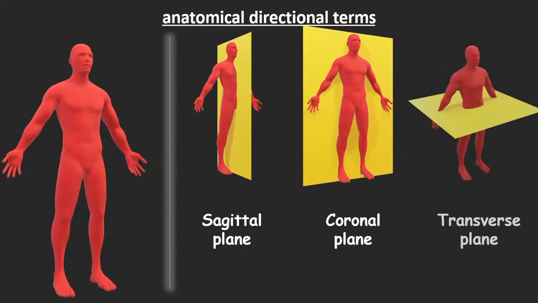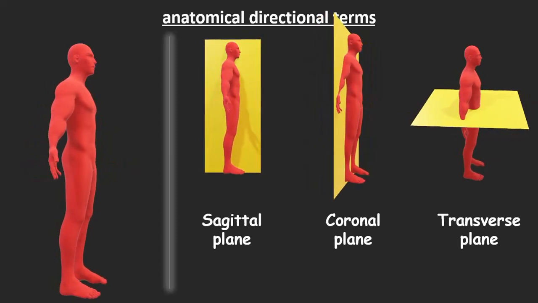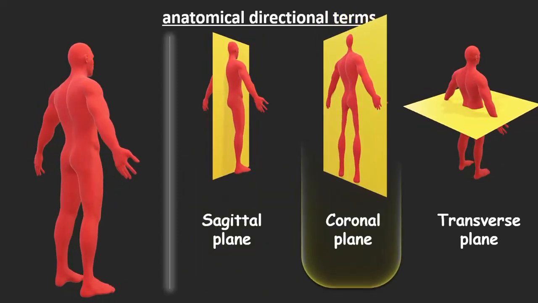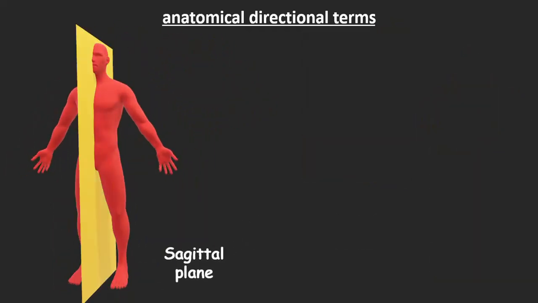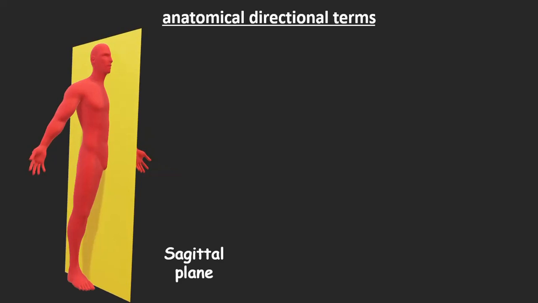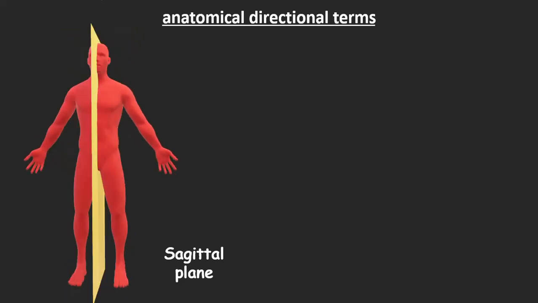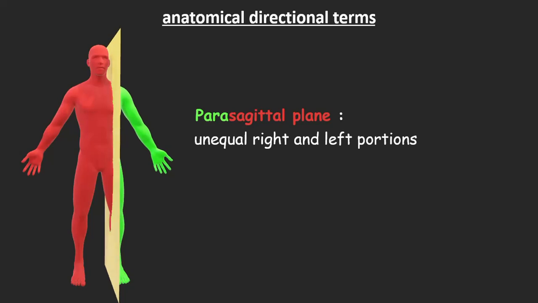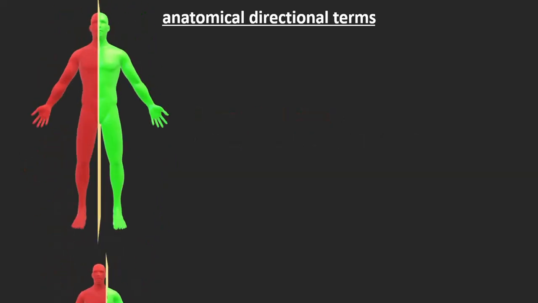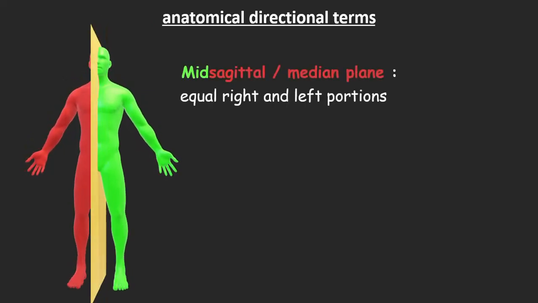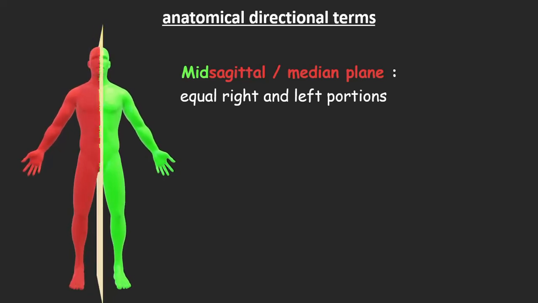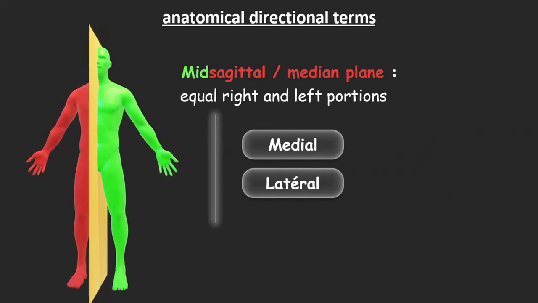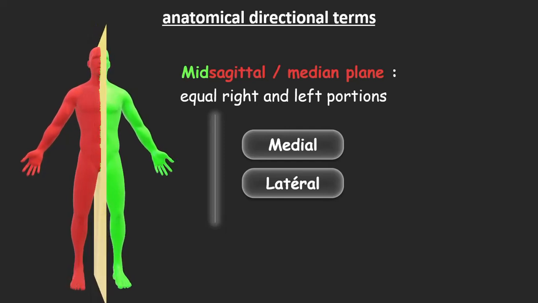From this standard position, we define three main body planes: the sagittal plane, the coronal plane, and the transverse plane. Let's see the sagittal plane. It divides the body into a right section and a left section. There are two types of sagittal plane. The first one is the parasagittal plane, which divides the body into unequal right and left portions. The second one is the mid-sagittal plane, also known as the median plane, and it divides the body into equal left and right portions. This median plane is going to be our reference when describing terms like medial and lateral.